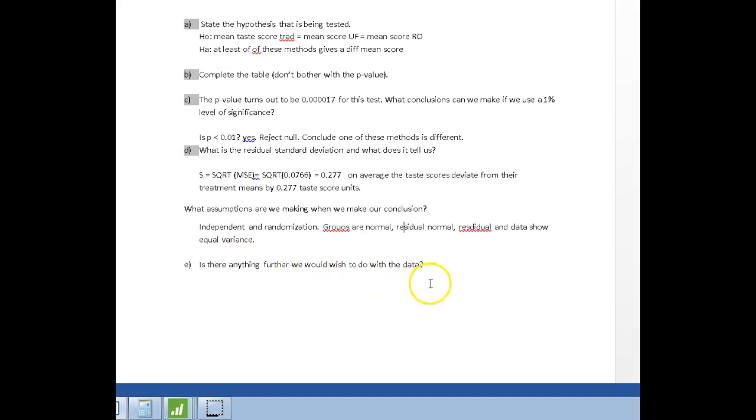And then we're asked, is there anything further we would wish to do with these data? Yes, we would want to know how the groups differ. All right, and that's enough of this one.